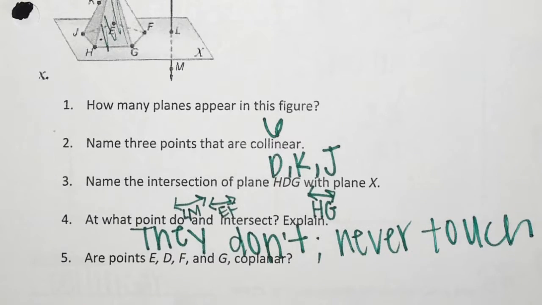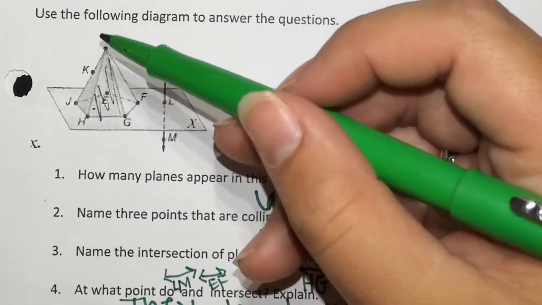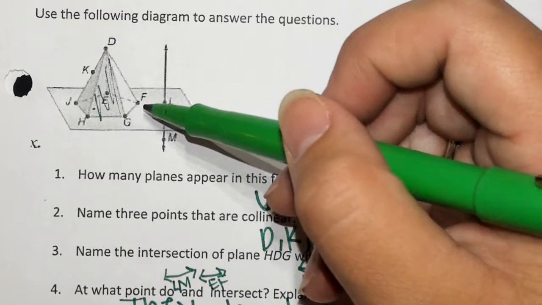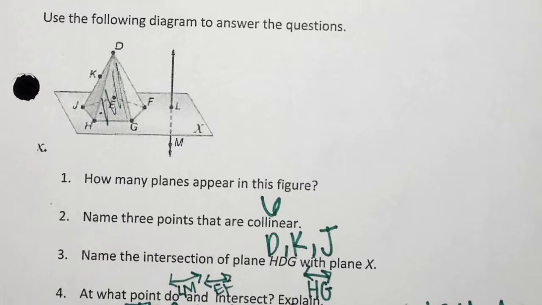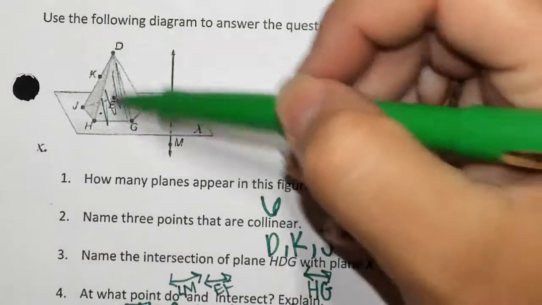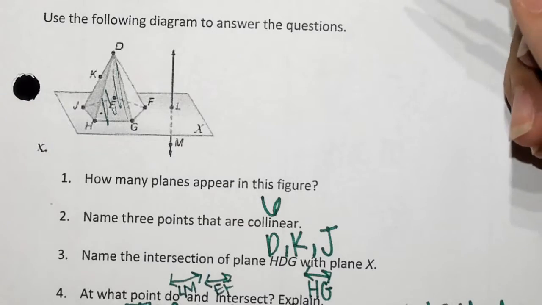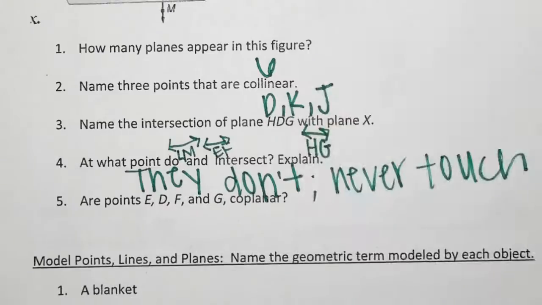Our points E, D, F, G. Are they coplanar? No. E, D, and F are coplanar, but G is not on the same plane. Okay. So no.